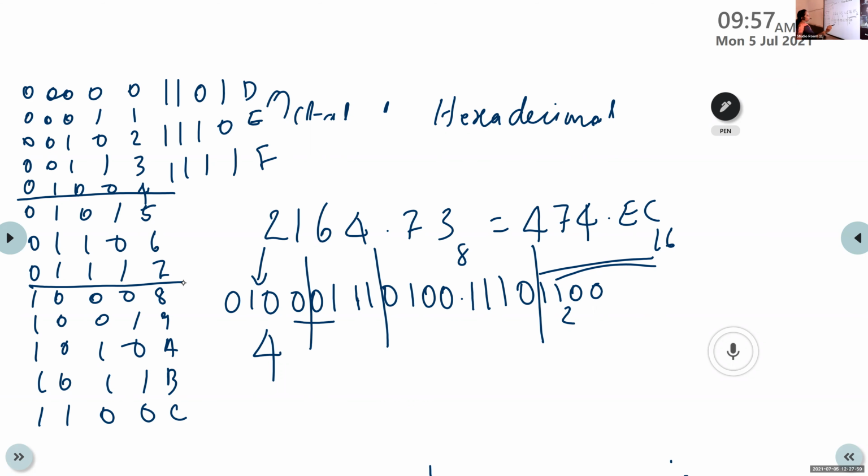Then what is 0111? It is 7. What is 0100? 0100 again is 4. Then after the point, 1110. What is 1110? It is E. Then what is 1100? It is C. So 474.DC is the answer. Is it clear, Roshan?